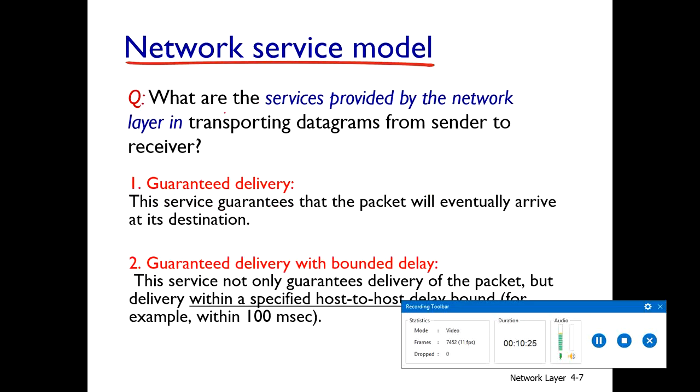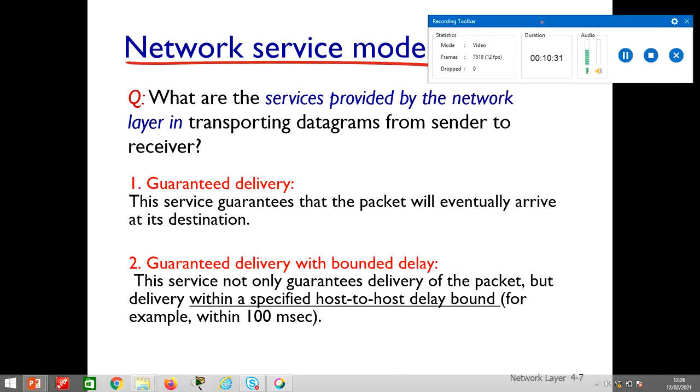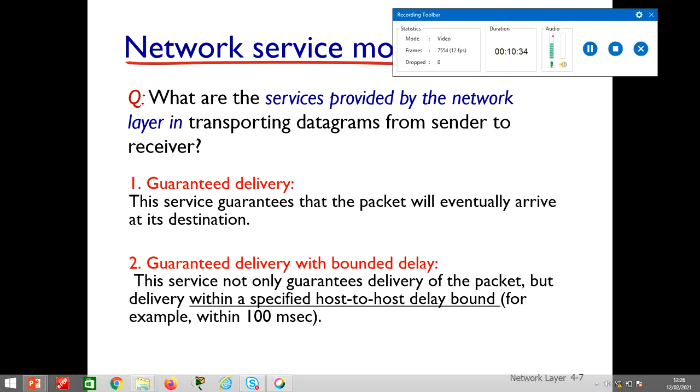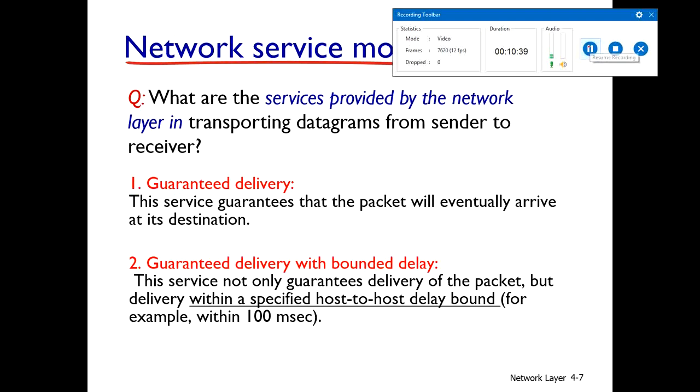Alright, so next is, what are the services provided by the network layer in sending the datagrams from sender to the receiver? So what are the services a network layer is providing? The first service that the network layer provides is guaranteed delivery. Guaranteed delivery is a service which makes sure that the packet will definitely arrive at the destination.